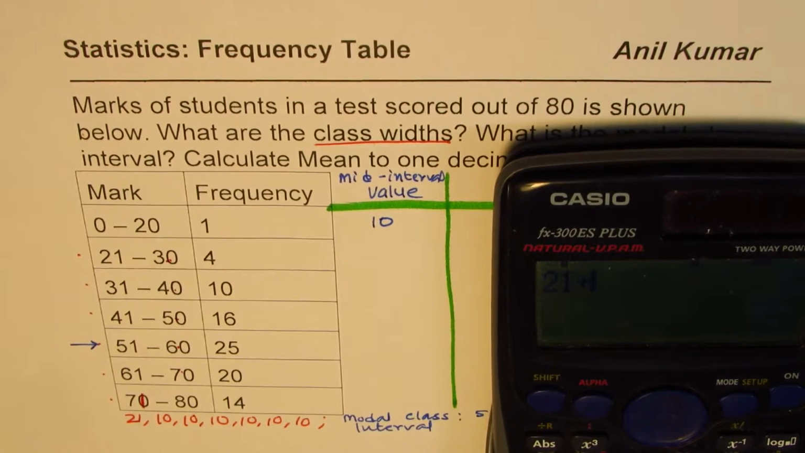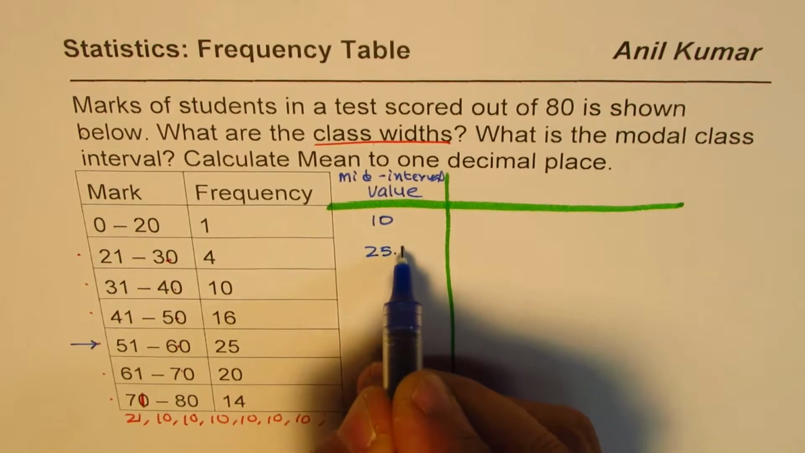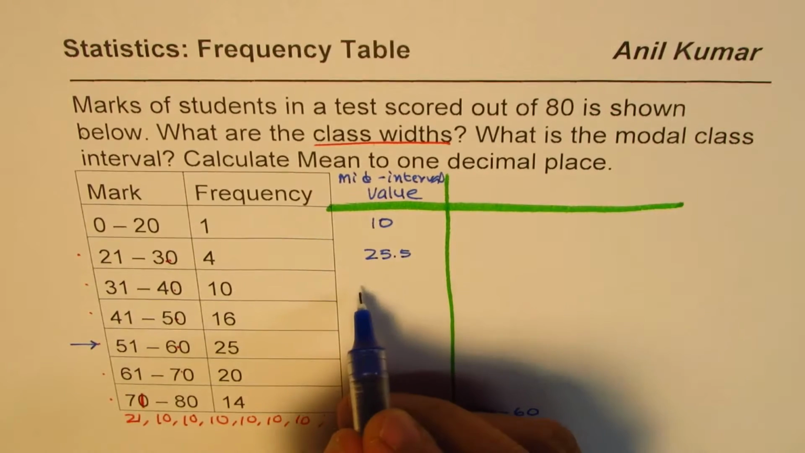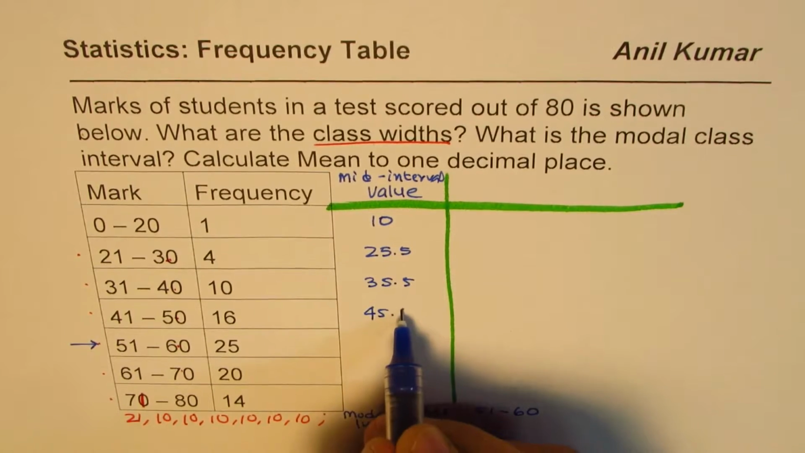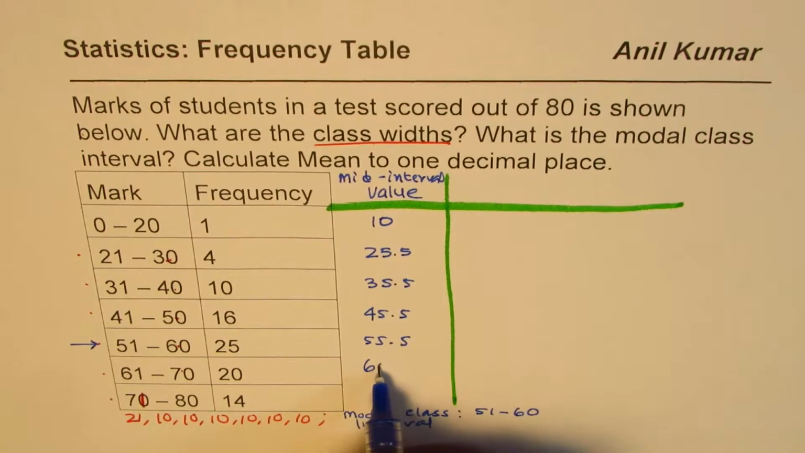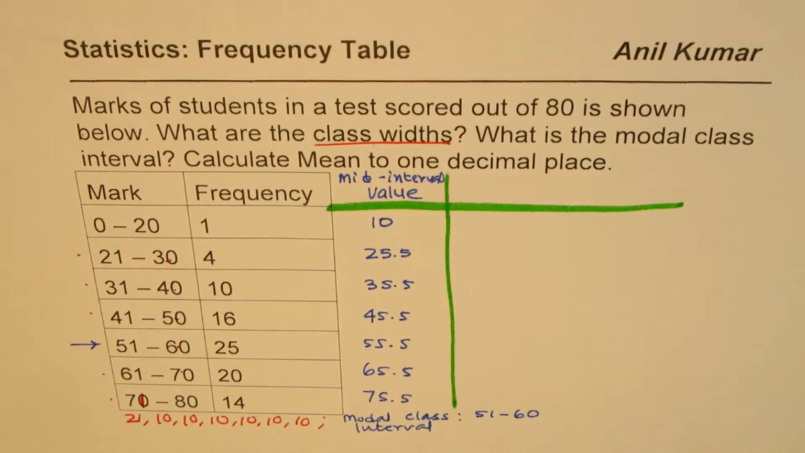When you add 21 plus 30 and divide by 2, you get a decimal number, which is 25.5, correct? So you get 25.5 as the mid value. For each, 10 more than this, we get 35.5, 45.5, 55.5, 65.5, and 75.5. Likewise, we get the mid interval value for each one of them.